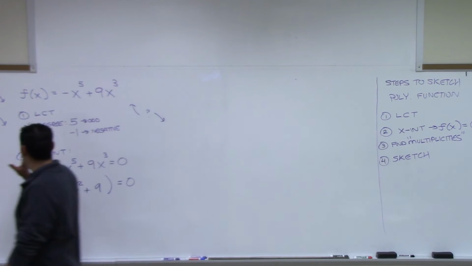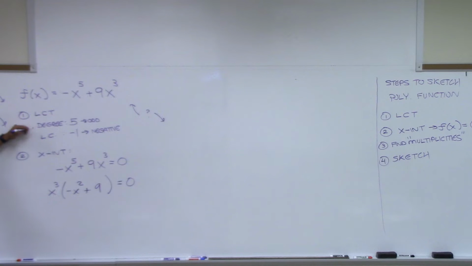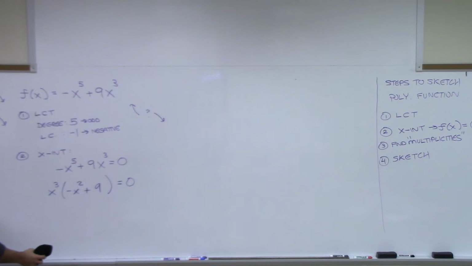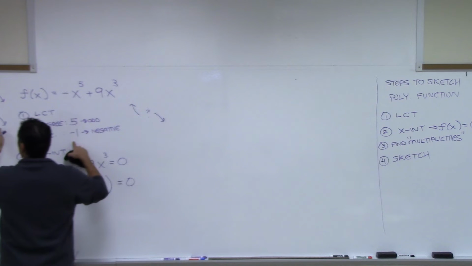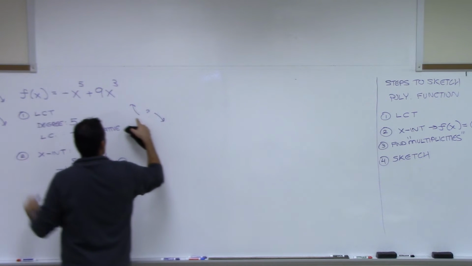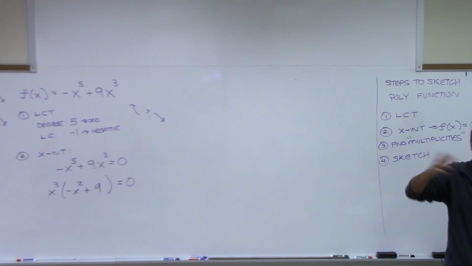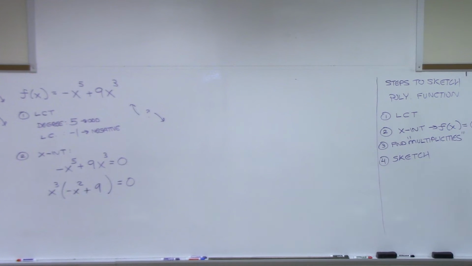Okay, so it's this one, right? We have an odd degree, which means we're on the bottom. And then we have a negative leading coefficient, so we're here. So up on the left, down on the right. Is that what the question was about? It didn't match the chart? Okay, I apologize.